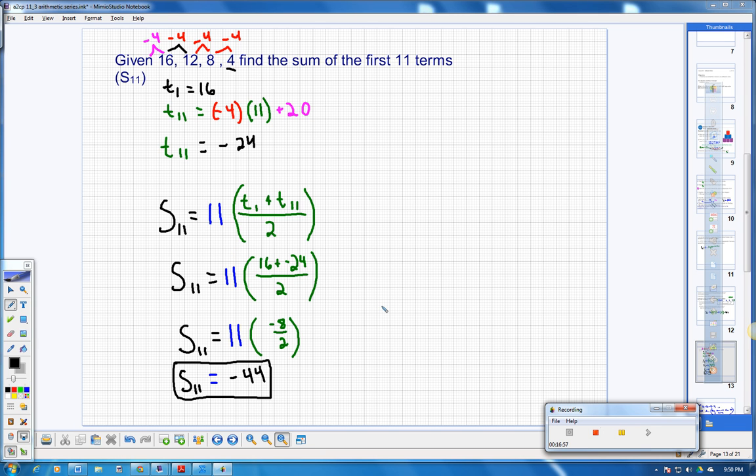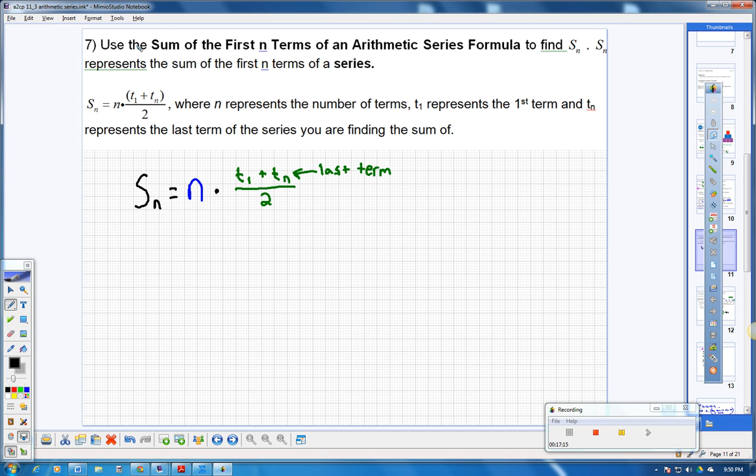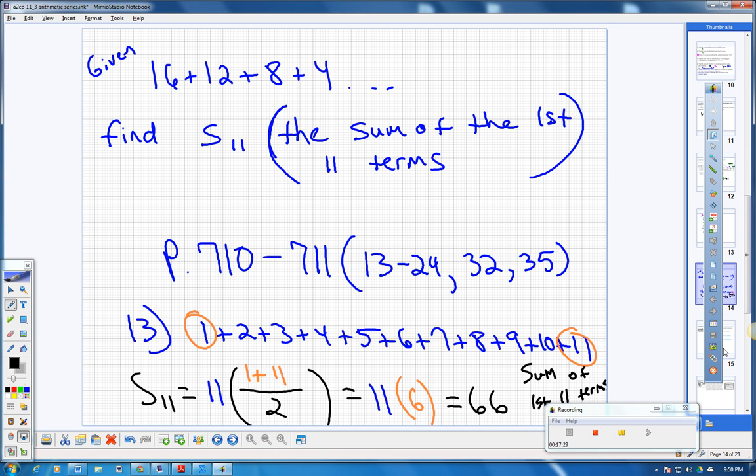All right, so as you can see, if we find the sum of the first 11 terms, what I did there is, after I found the first term and the 11th term, I added 16 plus negative 24 together to get negative 8, and divided that by 2. I just applied the formula, that special formula that we've discussed, the sum of the first n terms of an arithmetic series. You can call it an arithmetic series formula.